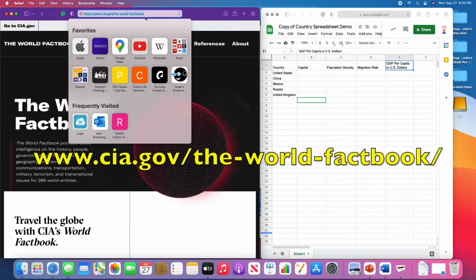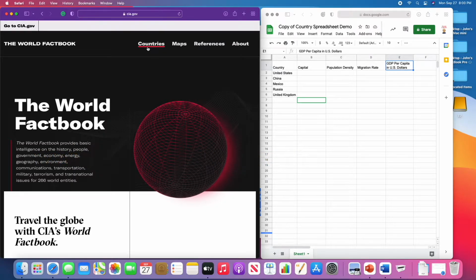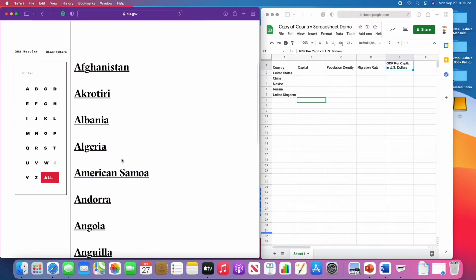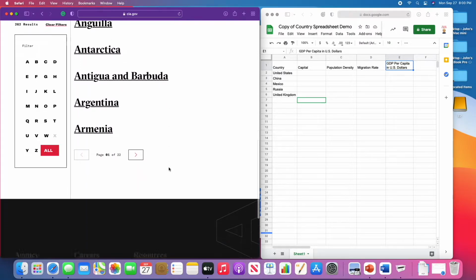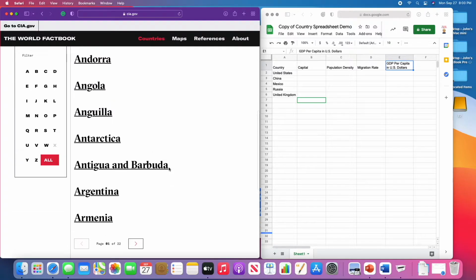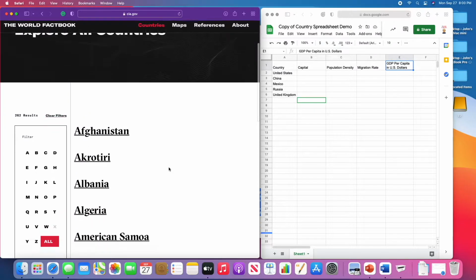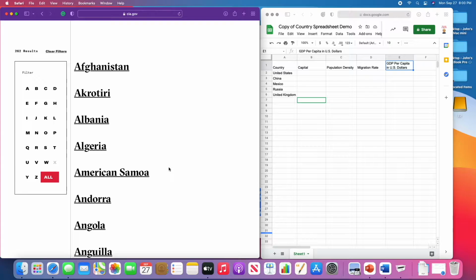www.cia.gov/the-world-factbook/. So then we want to look for countries. We're looking for the United States first. We're going to go to countries. What we can see here is we have the countries in alphabetical order, and there's 22 pages of these countries. But we don't necessarily have to scroll through all of those pages.